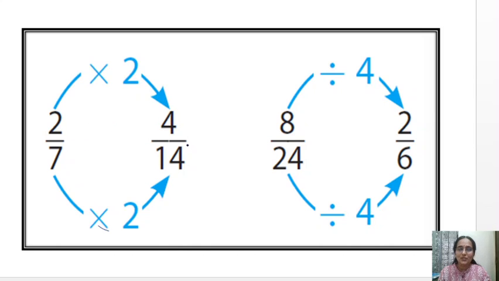You got the equivalent fraction by multiplying by 2, and here your fraction is 8/24. How will you get the equivalent fraction 2/6? By dividing the numerator and denominator by the same number 4, you will get the equivalent fraction 2/6. So when you have to get equivalent fractions, either you have to multiply or divide the numerator and denominator of the fraction by the same number.